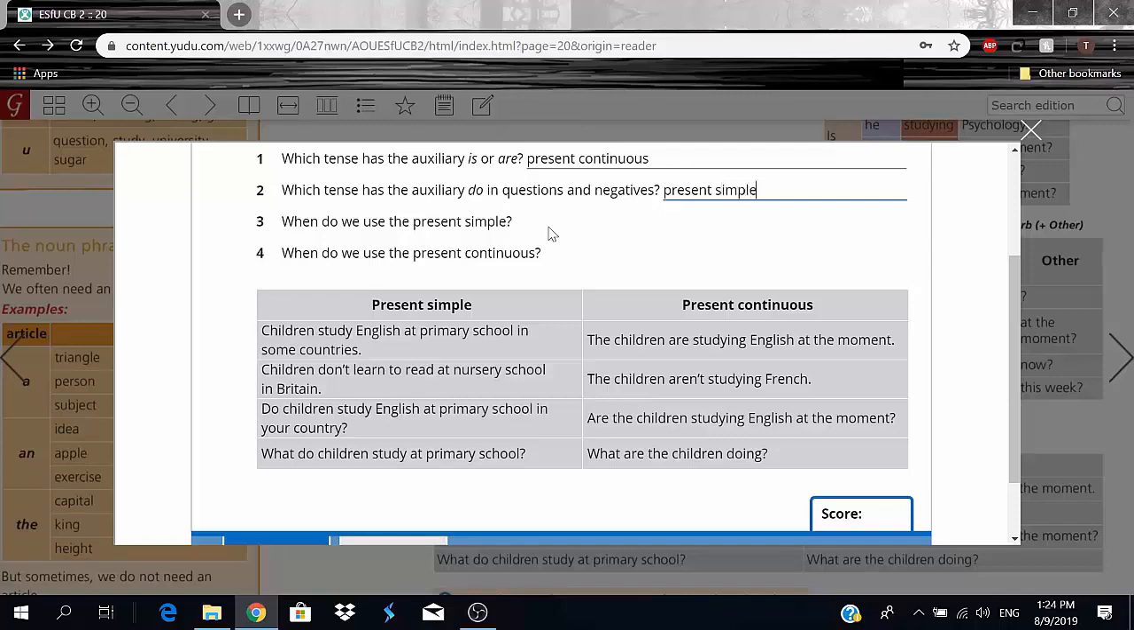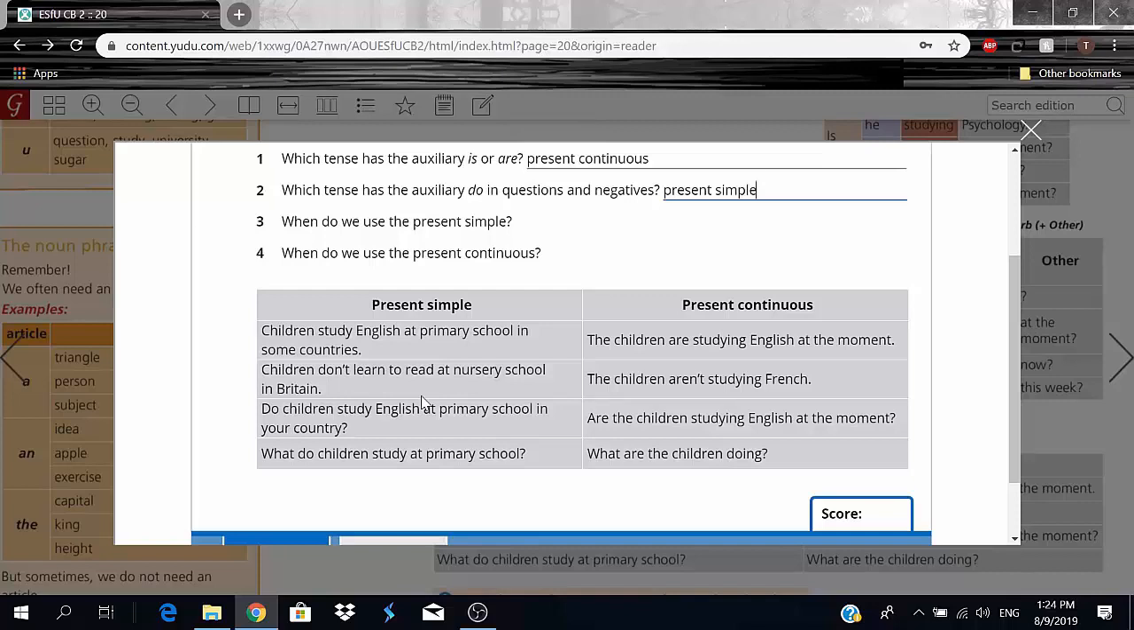Now, I'm not going to be able to write answers here, so we'll do this orally. Number 3, when do we use the present simple? Okay, this one's a little bit tricky, so read these, give it a pause for a second and read these again, and try to understand what we use the present simple for. What do we use the present simple for, you guys?